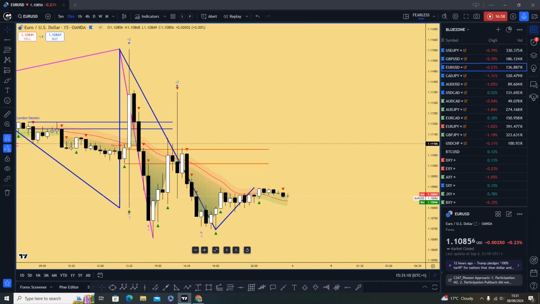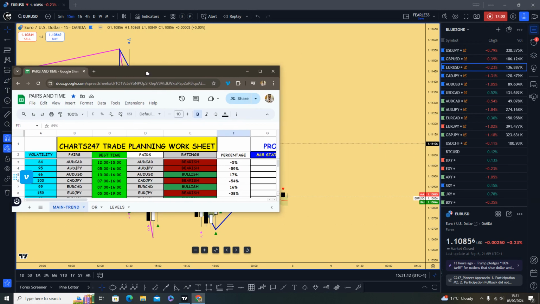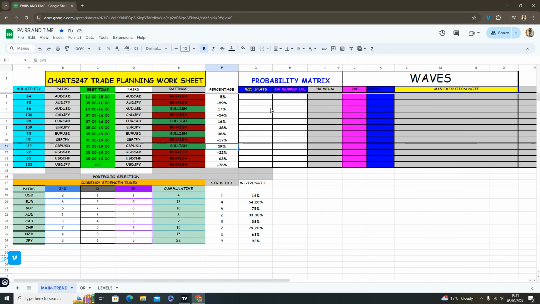Just to share the Excel sheet with you again, this is the picture. I always trade in the direction of the tide. These are the numbers and these are the bias basically. Something major has to happen for these things to change.